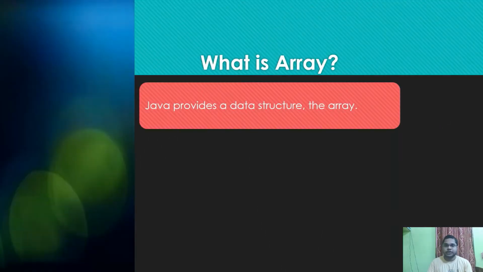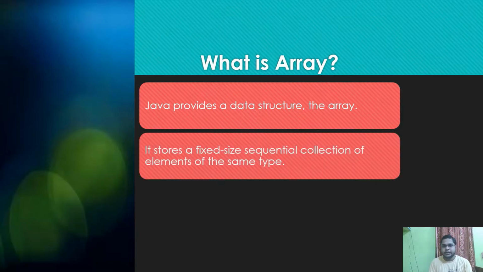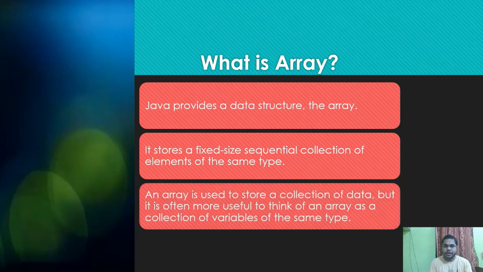An array is a data structure, a Java concept, and it stores a fixed-size sequential collection of elements of the same type. An array is used to store a collection of data, but it is often more useful to think of an array as a collection of variables of the same type. That means with a single variable name of array type, you can store multiple pieces of data in it.